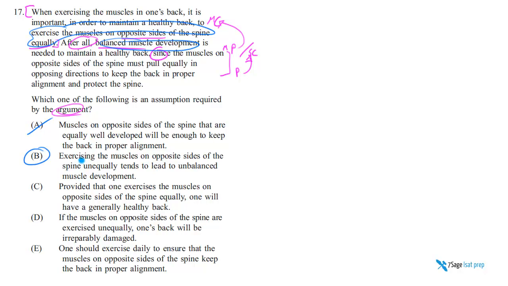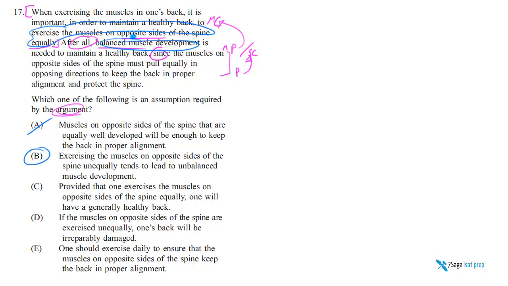So if B weren't true, if it's not the case that exercising muscles on the opposite side of the spine unequally tends to lead to imbalance, in other words, if I exercise my back unequally, yet I could still get to balanced muscle development, then this premise has no way to support this conclusion anymore. Right? That's why B is the correct answer. That's why it's a necessary assumption.